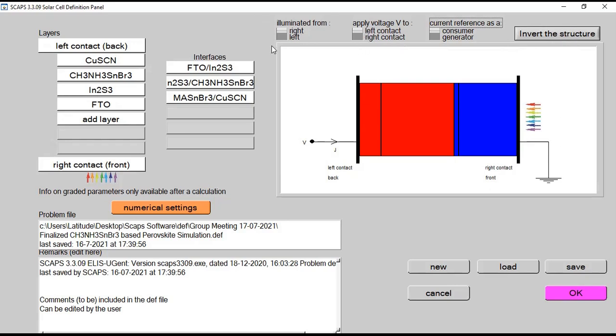So the first and second questions are purely connected with the type of architecture that you are going to simulate, either NPN, IPN, NIP architecture or PIN architecture.